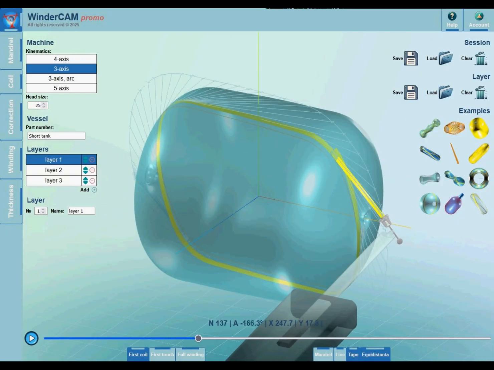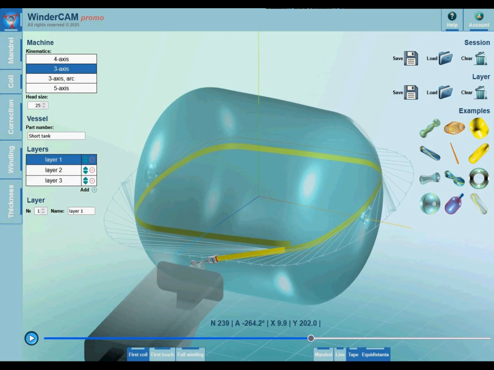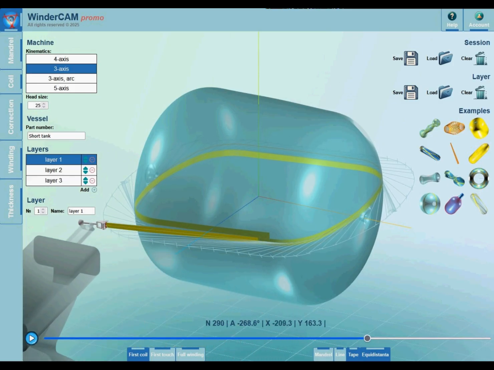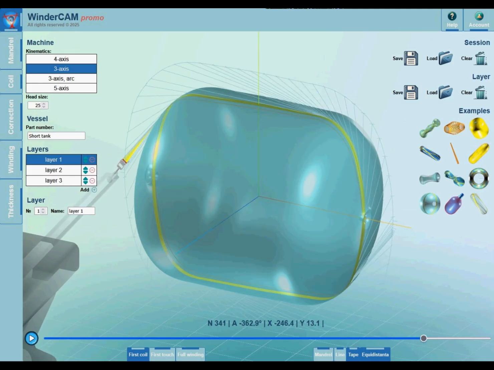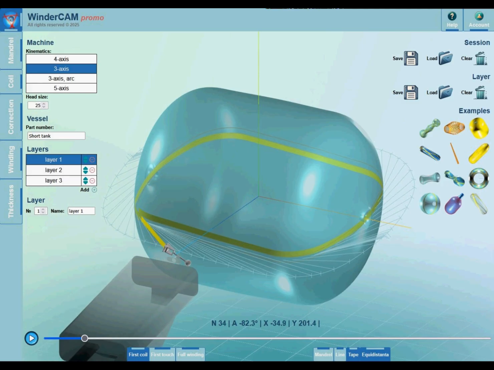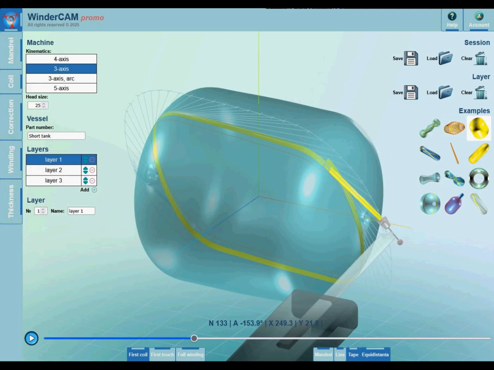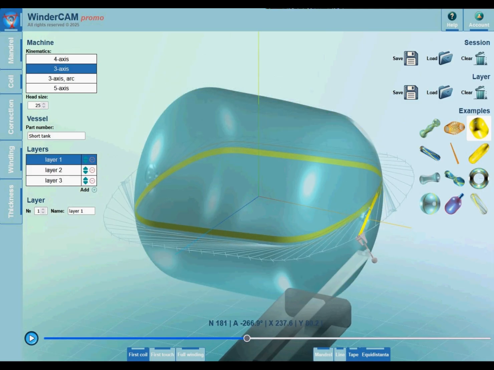Welcome to the third example in our WinderCAM tutorial series. Today we'll be winding a short vessel. The short vessel is interesting because it isn't a typical cylinder. The winding period is close to 2 pi, meaning the reinforcement pattern is single loop. Only one fiber band is wound per revolution.